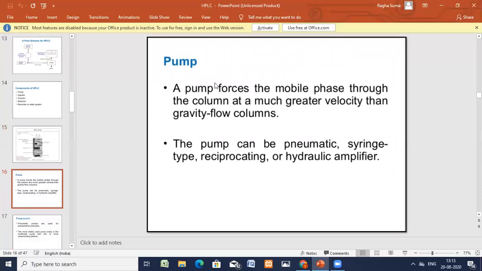A pump forces the mobile phase through the column at a much greater velocity than gravity flow columns. The pump can be pneumatic, syringe type, reciprocating, or hydraulic amplifier.